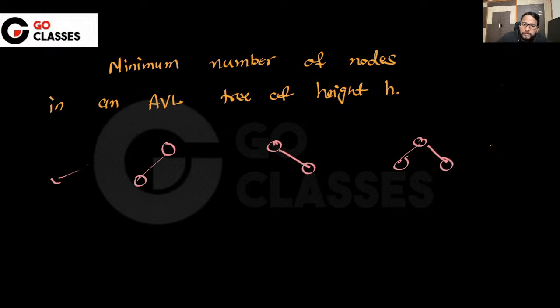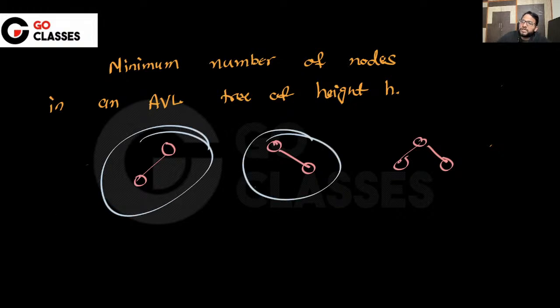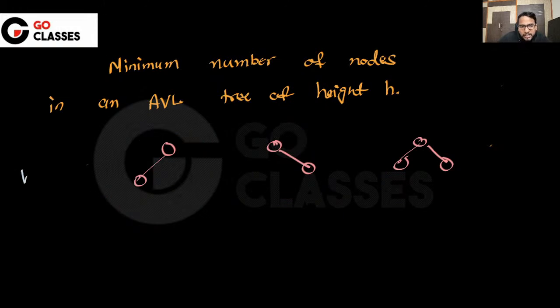Out of them, two are having the minimum number of nodes, right? This is having the minimum number of nodes, this is having the minimum number of nodes, and this so happens to have the maximum number of nodes. Now these are the AVL trees of height 1. Now let me tell you how many AVL trees are there of height 2.